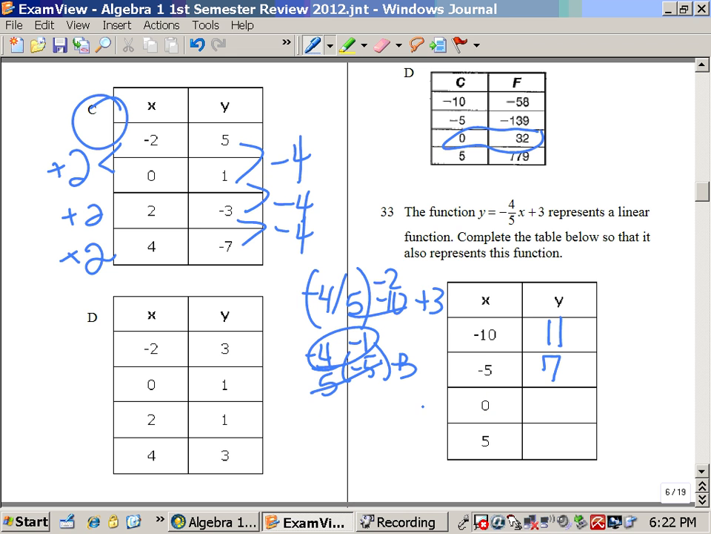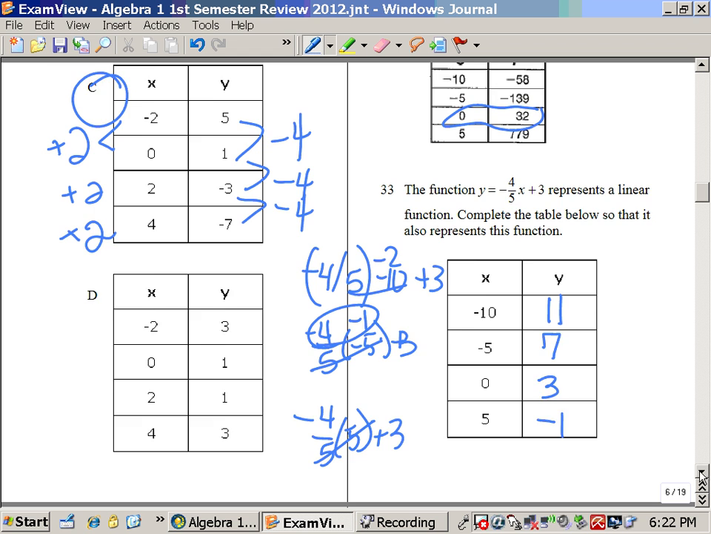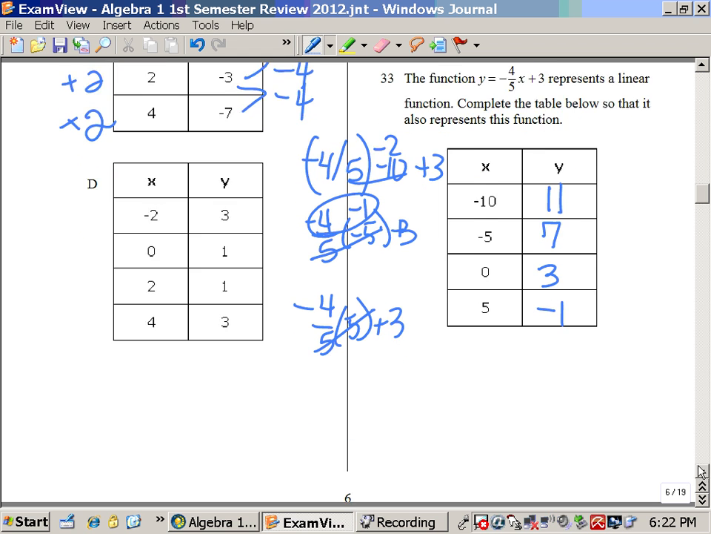Plug in a 0. That one's easy. That's going to give you a 3. And the last one, negative 4/5 times 5 plus 3. The 5's cancel. Negative 4 plus 3 is negative 1. Good job. Keep it going. All right, now let's go to 34.